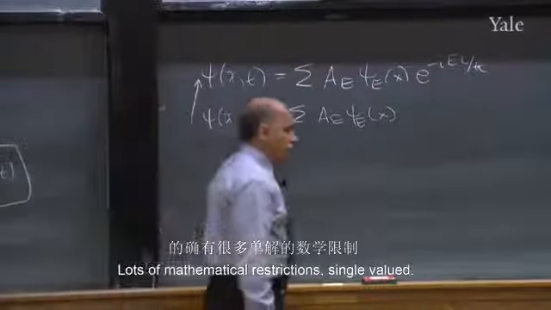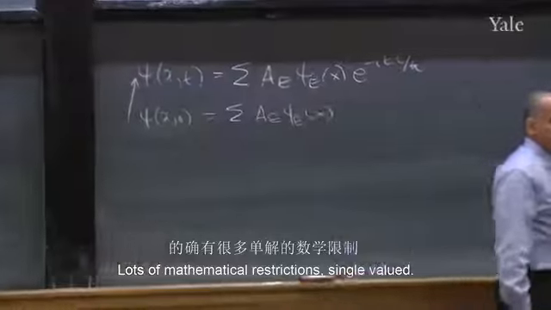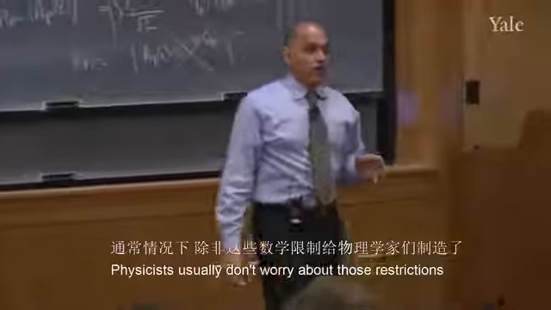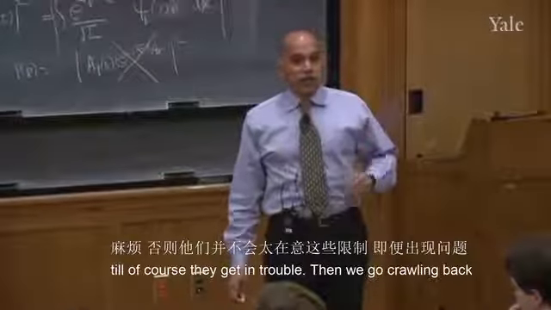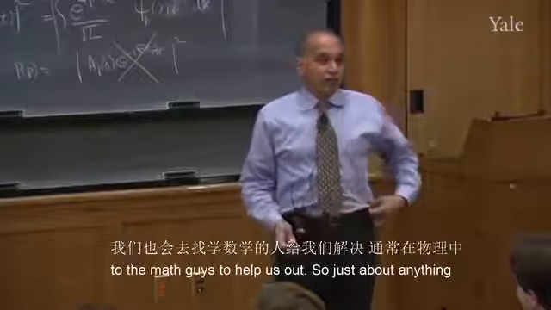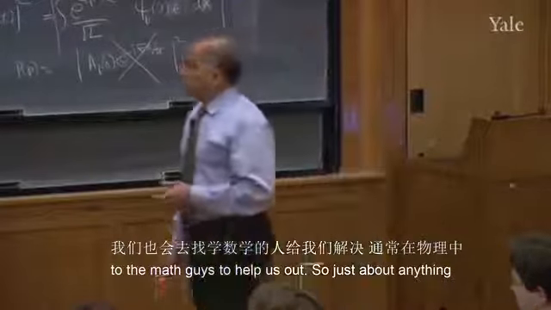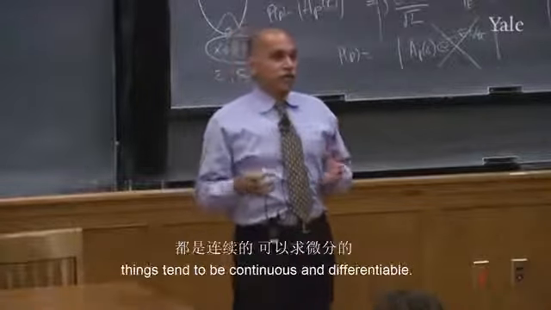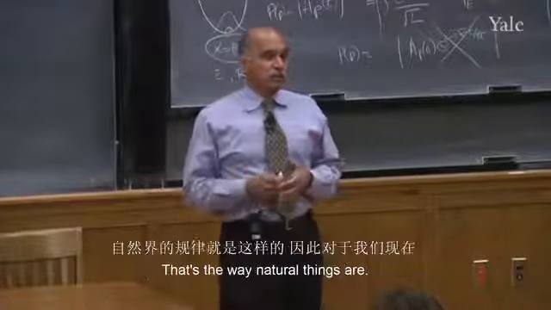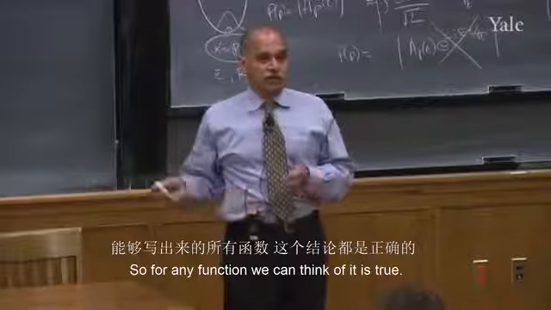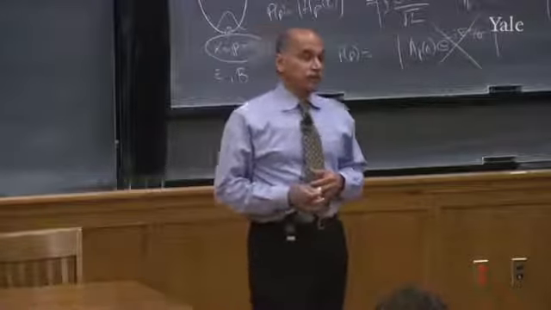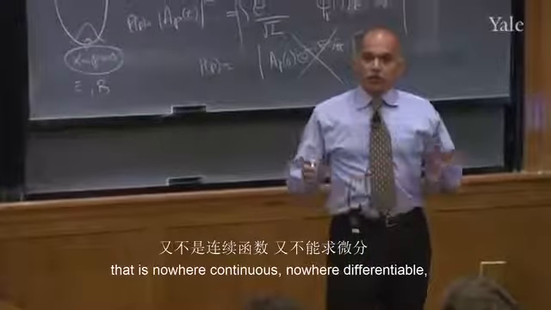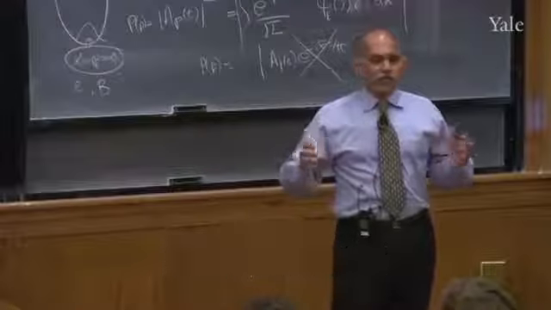Yes, lots of mathematical restrictions, single valued. Physicists usually don't worry about those restrictions till, of course, they get in trouble. Then we go crawling back to the math guys to help us out. So just about anything you can write down, by the way physics works, things tend to be continuous and differentiable. That's the way natural things are. So for any function we can think of, it is true. You go to the mathematicians, they'll give you a function that is nowhere continuous, nowhere differentiable, nowhere defined, nowhere something.